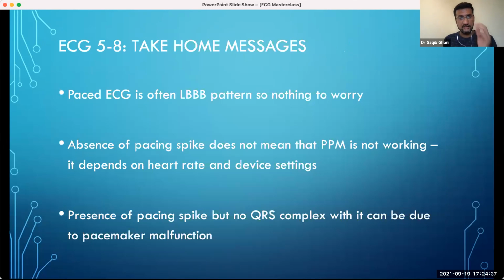So you don't always need to pace. Absence of a pacing spike does not mean that it's not working. Why is it important? Often junior doctors, when they're clerking patients or when they see patients being admitted through A&E, start to panic about pacing spikes not being seen. Don't worry about it, because it's possible that the pacemaker is set in such a way that it will not function unless the heart rate is below a certain range. So absence of a pacing spike is not malfunction, but a pacing spike in the wrong place or a pacing spike not followed by a cardiac cycle is malfunction. Okay, so that's another take-home message from these four ECGs.